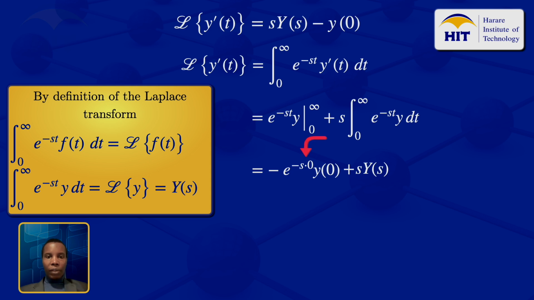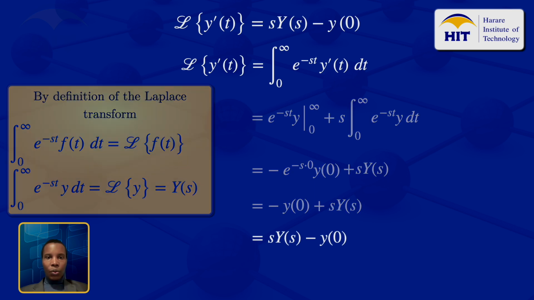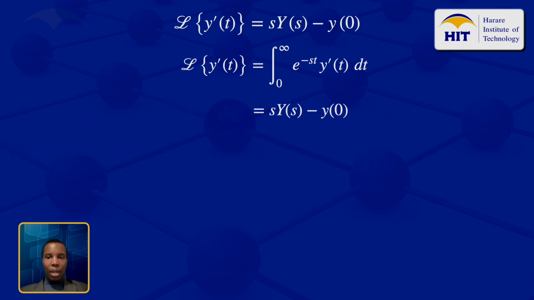And then we go on and evaluate this one. e to the minus s times 0 gives us a 1. So we remain with minus y evaluated at 0 plus s multiplied by Y of s. But we can rewrite this expression, putting the minus on the other side, so that it gives us s multiplied by Y of s minus y evaluated at 0. So that's the expression that we have for the Laplace transform. What we are saying here is the Laplace transform of y prime is equal to s multiplied by Y of s minus y evaluated at 0.